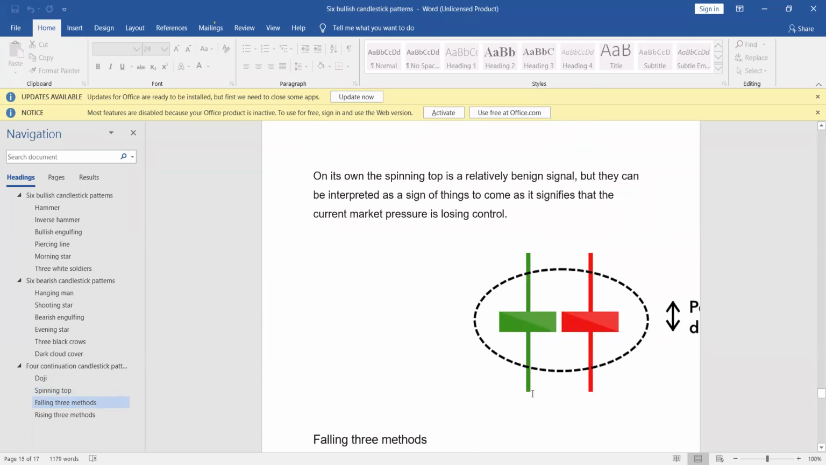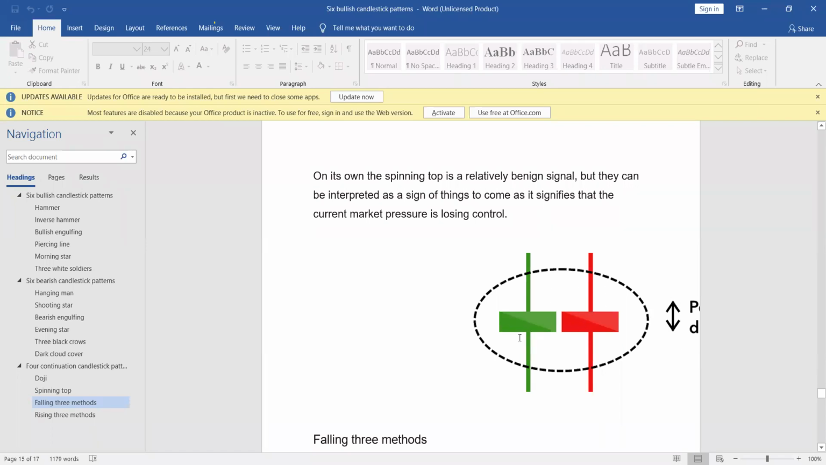Now, if we want to take the explanation of the spinning top, it's going to tell us that the market is indecisive. If you look right here, you see there's an arrow pointing down and another pointing up. When you find this in the market, it's telling you there is indecision. So you want to watch out whether the market is going to rise or fall.